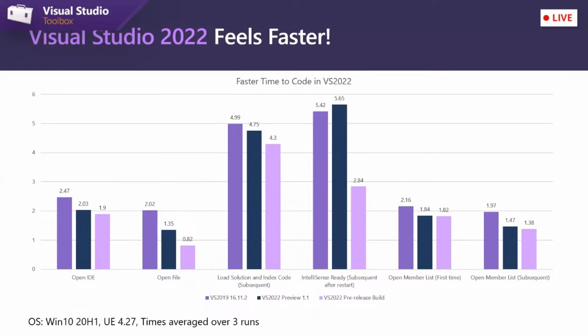But something that is more impressive is the IntelliSense ready time. After the code has been indexed and you open the file, after the IntelliSense IPCH has been generated, we dropped all the way from 5 seconds to 2.84 seconds. And we're not stopping here. This is just a sneak preview of the different performance improvements that we're making.